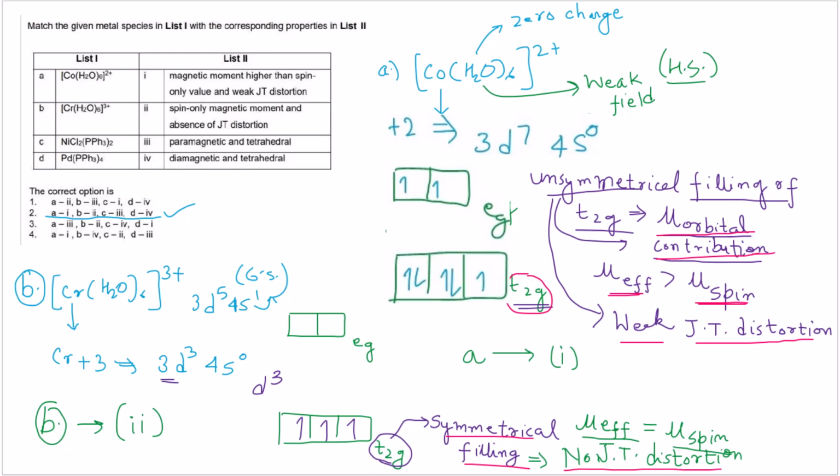We have to just identify the valence electronic configuration, the oxidation state of the central metal ion, and then we accommodate these electrons, the d electrons, in the t2g and eg orbitals for octahedral complexes and t2 and e orbitals for tetrahedral complexes. And depending upon the filling of electrons in these orbitals, we decide whether it is paramagnetic or diamagnetic, whether it will show Jahn-Teller distortion or not, and whether there will be orbital contribution to the magnetic moment for these complexes. So I hope this explanation was clear enough.